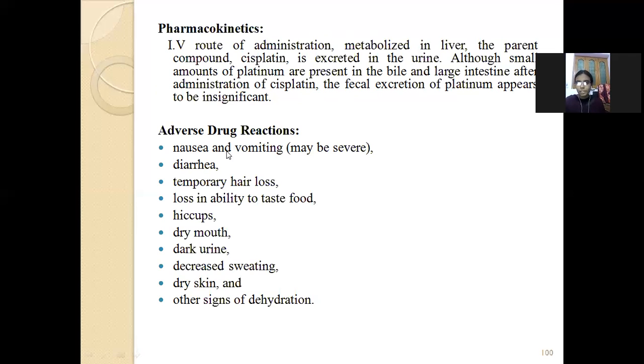Next, adverse drug reactions are nausea, vomiting, diarrhea, temporary hair loss, loss of ability to taste food, meaning whatever food the person eats, he is not able to identify the taste. Hiccups, dry mouth, dark urine, decreased sweating, dry skin, and other signs of dehydration.